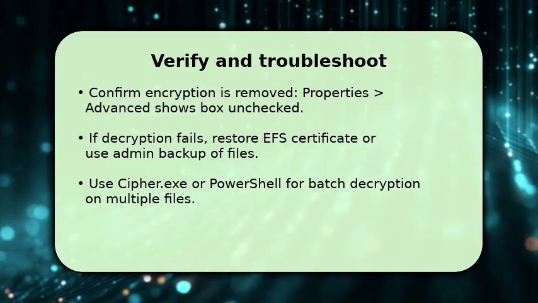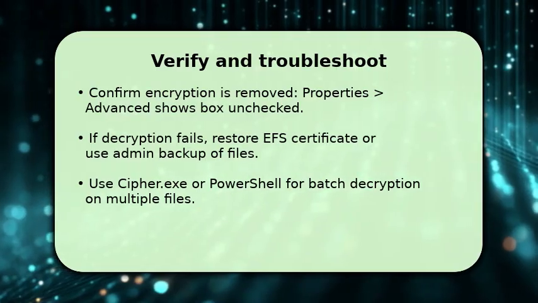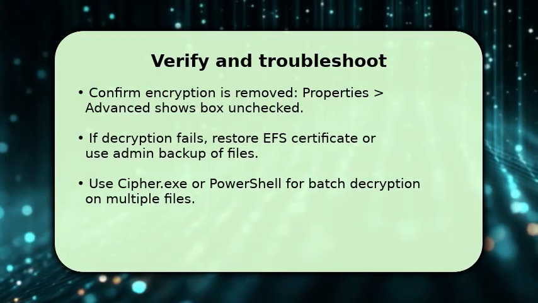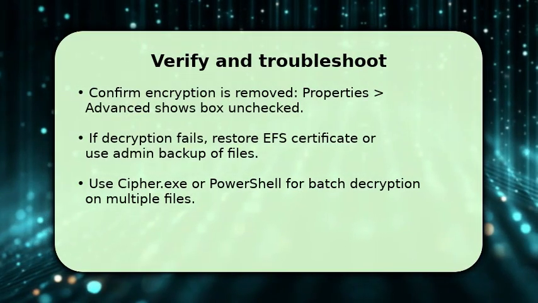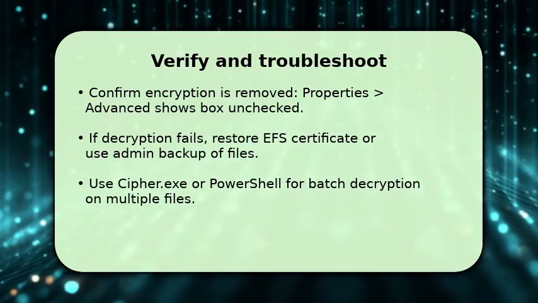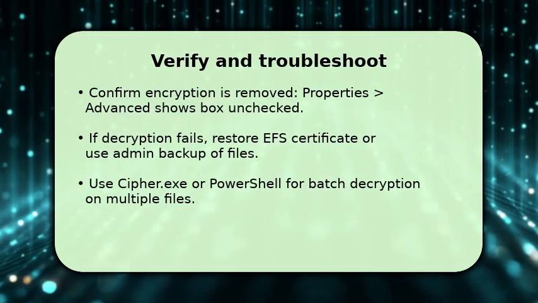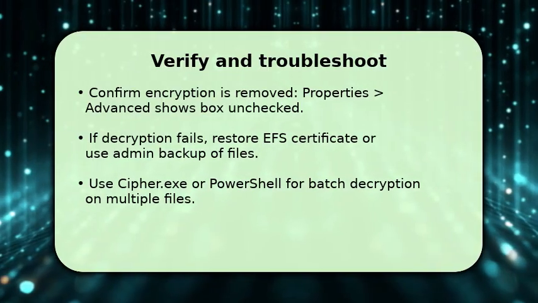For many files, use the built-in cipher.exe /d or run PowerShell to decrypt in bulk, which speeds the process. If access errors persist, check permissions and run as administrator. Those fixes resolve most stuck or permission-related decryption problems.